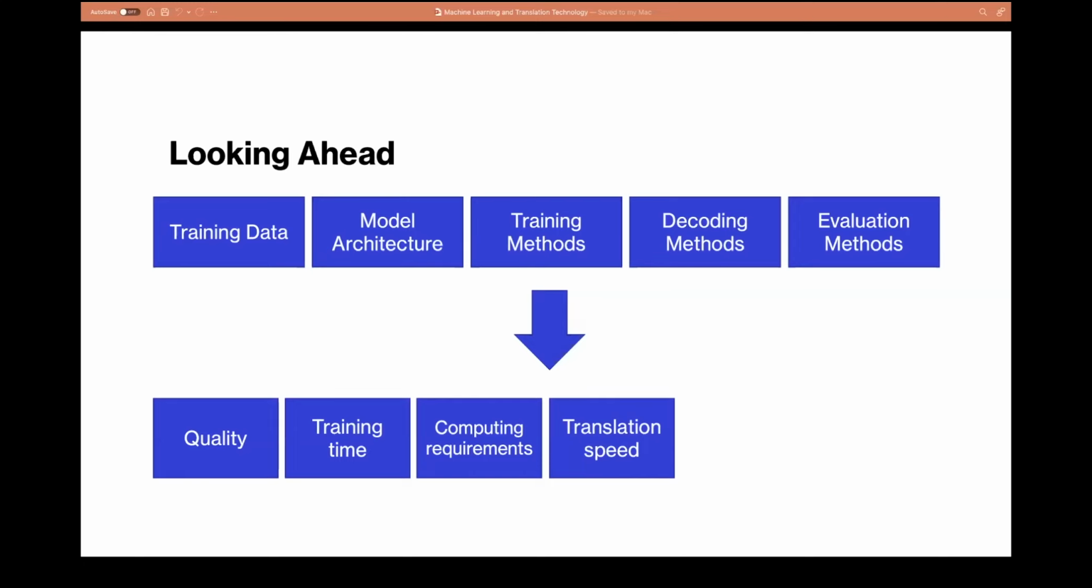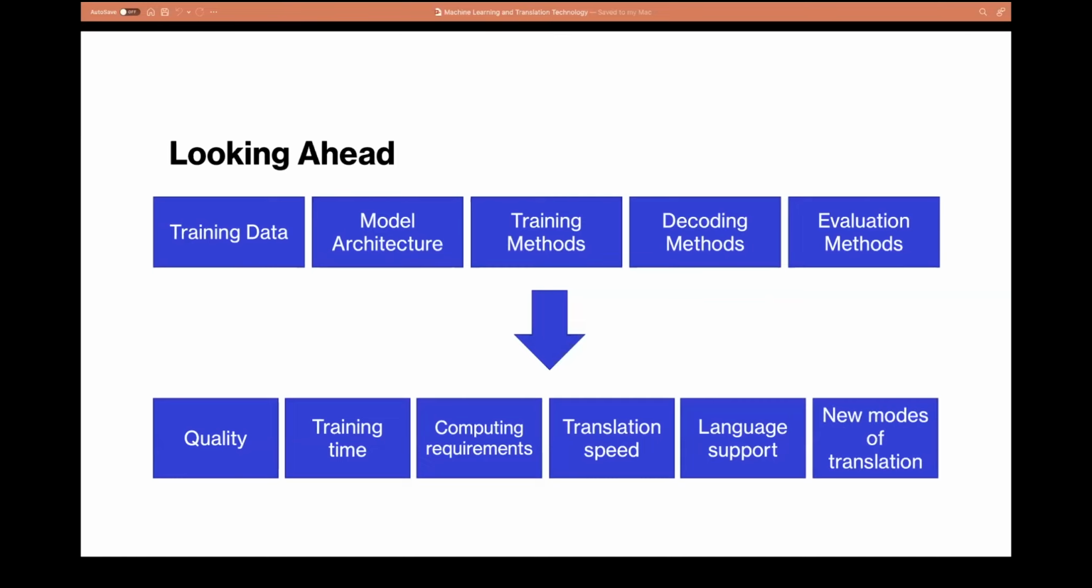And then wanting to increase translation speed is important, of course. So for some engines, if you don't have a powerful computer, it could take a few seconds to have a translation, but this is not good. We want to have almost simultaneous translation, and we want to have language support, not only for major languages but also other languages that are also very important to us. And then we want to explore new modes of translation, speech translation, and probably the processing of images as well.